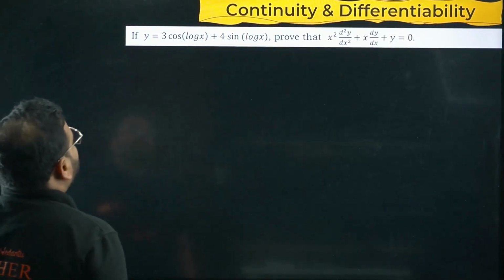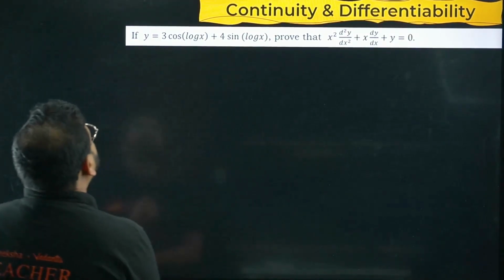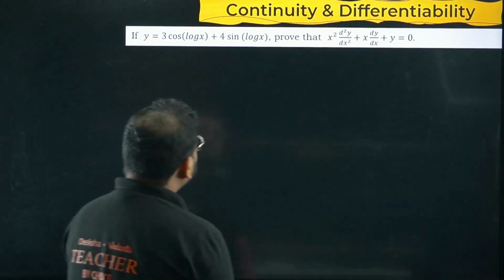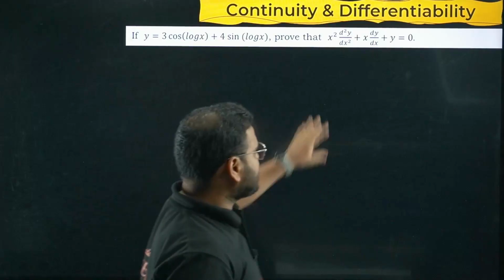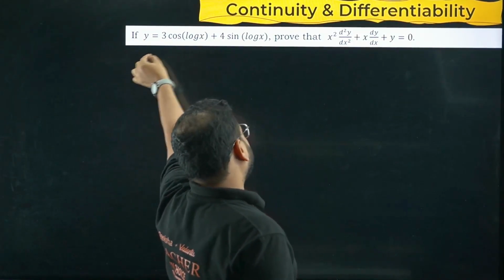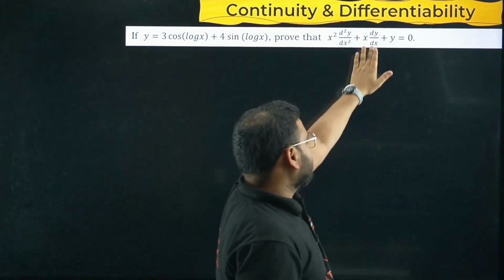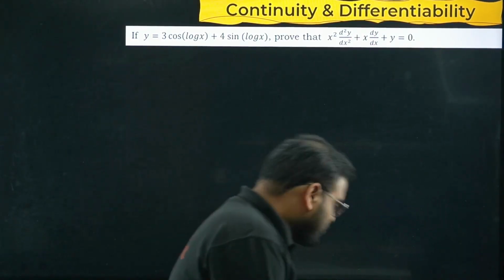The second chapter that I've taken is continuity and differentiability. First question: y equals 3 cos log x plus 4 sin log x. Prove that x squared d2y/dx2 plus x dy/dx plus y equals 0. How can we solve it? The function is given, so find the derivative. First find the first derivative, then the second derivative.